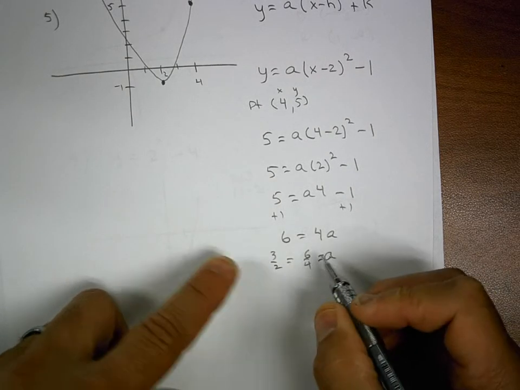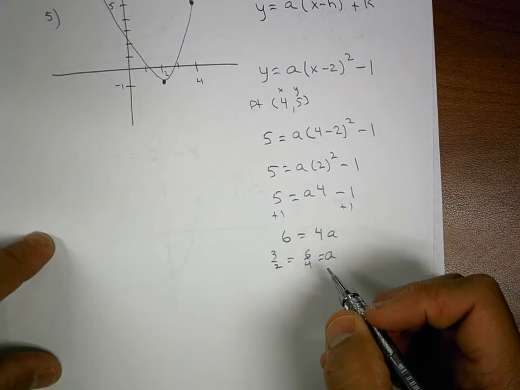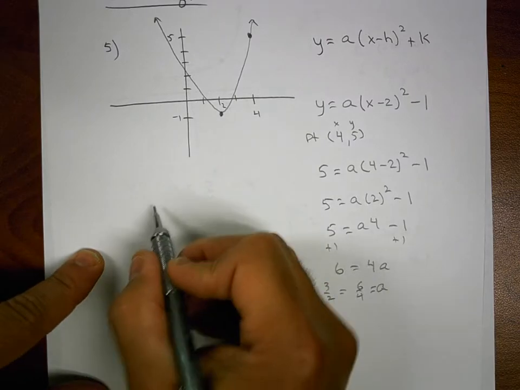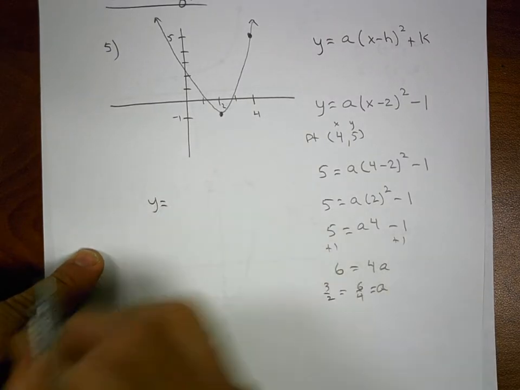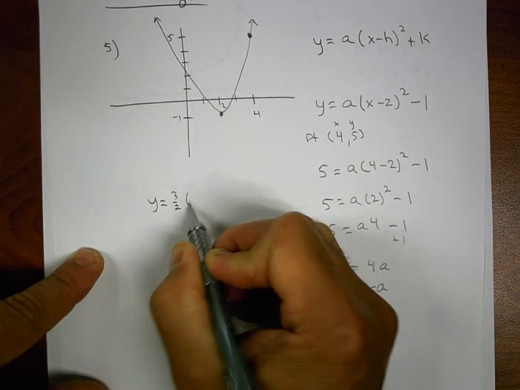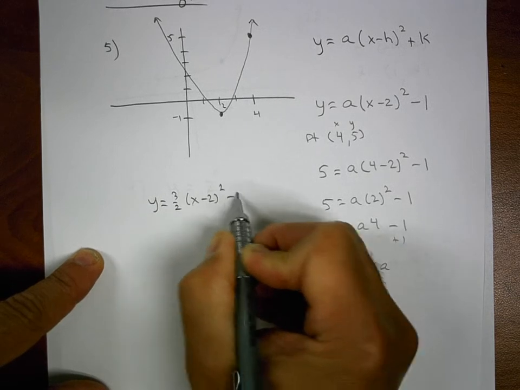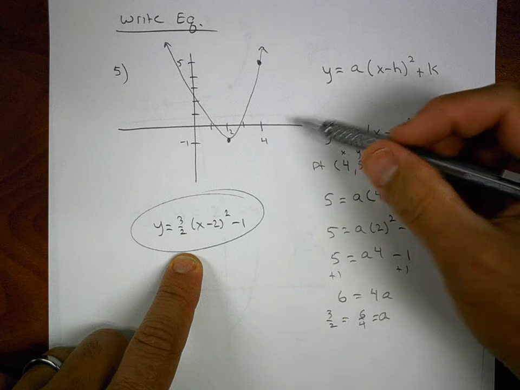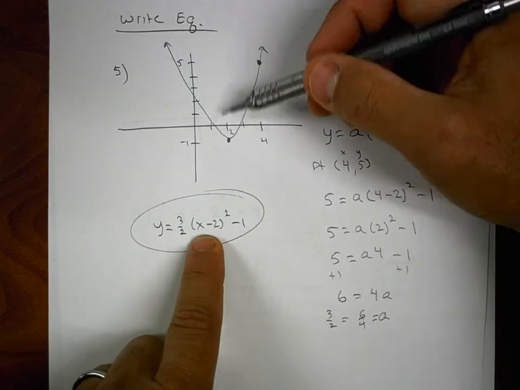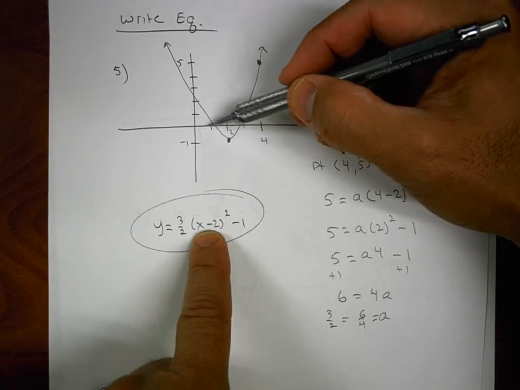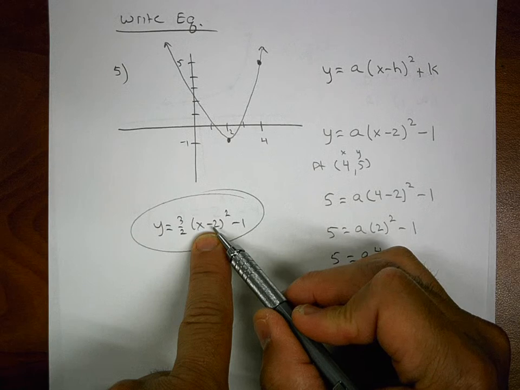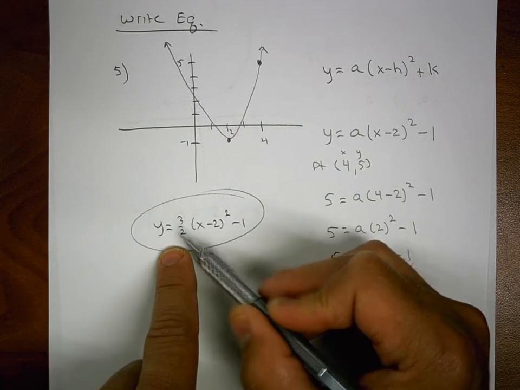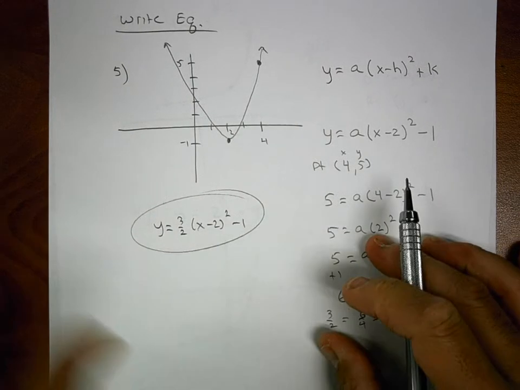Okay, let's write the equation. Sorry, I'm going a little quick here, but here's our answer, our equation: y equals 3/2 times x minus 2 squared, minus 1. Circle that. There we go. So just re-looking at it, it went 2 to the right, down 1, and we found that stretch number by plugging in a point. Okay, let me do the exponential.